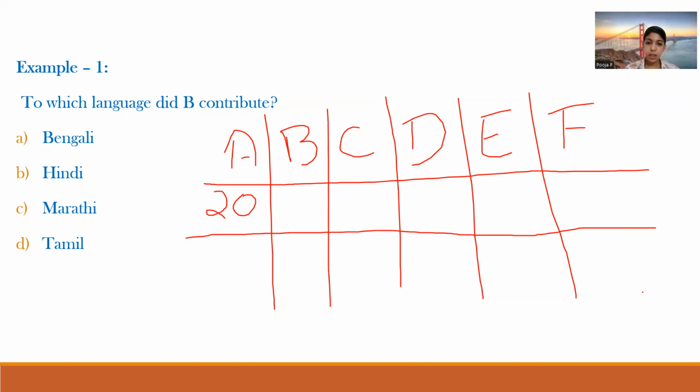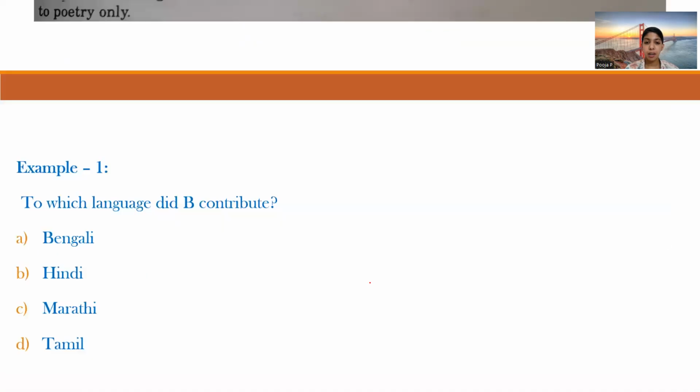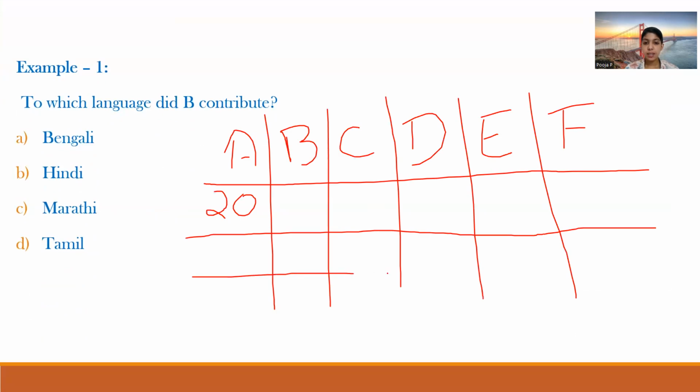Then what else is given in the question? A belonged to the 20th century. B wrote only drama, whereas C contributed to Marathi literature. So the next is the language, and the third is the genre. So B contributed only to dramas, nothing more. And C contributed to Marathi literature. So out of two Marathi literature, one is done here.